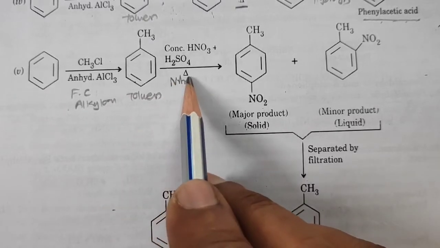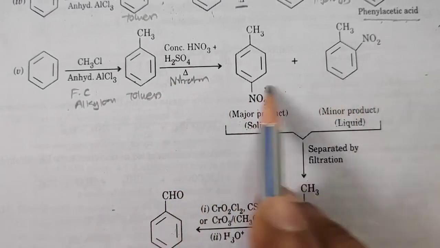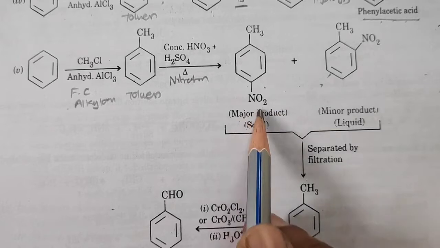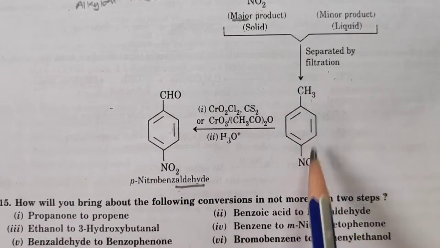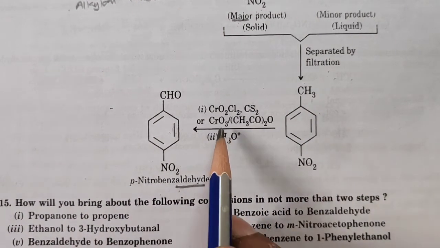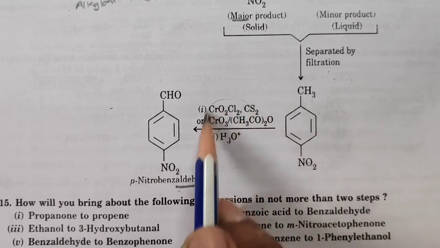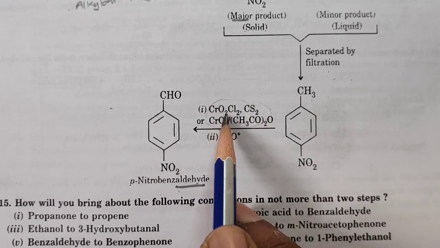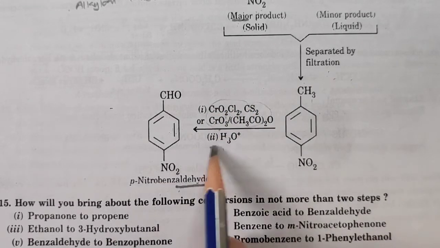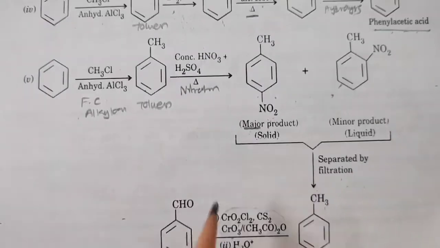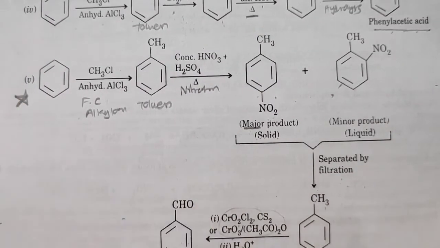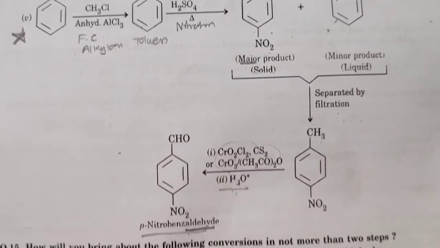This is nitration, and heating, you will get two products, para and ortho, in which this is the major product. Again, separation by filtration, you will get para product, which on oxidation, or if you remember, we have chromyl chloride, if you remember that topic, in presence of H3O plus, you will get para nitro benzaldehyde. Now this is an important conversion what you have to remember from benzene.